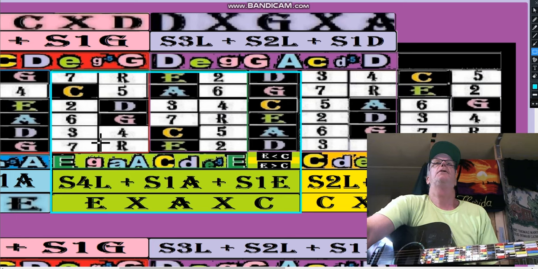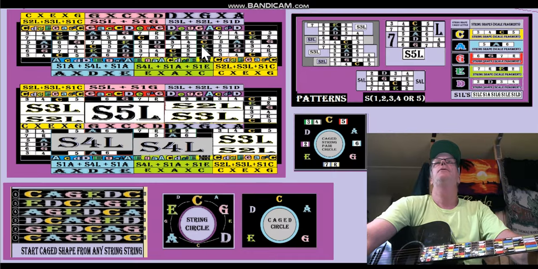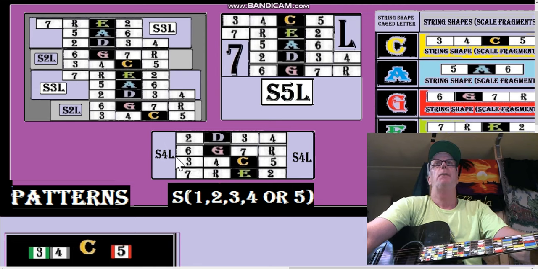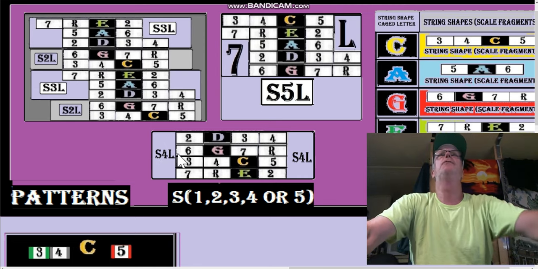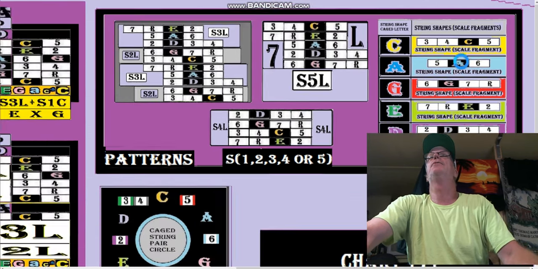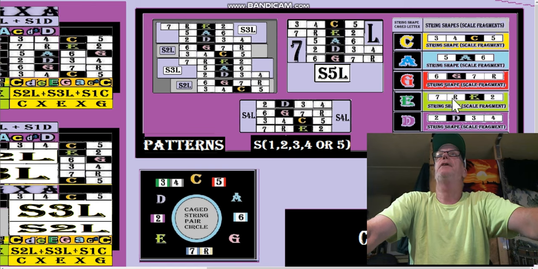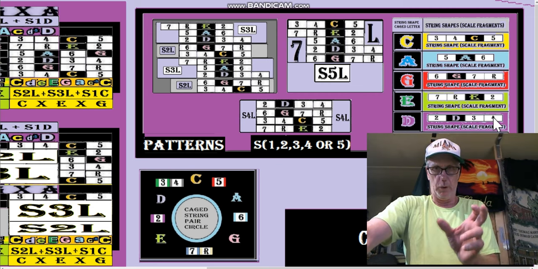So the S4L is going to be, let's just show this, where that S4L is. So we should have these guys right up here. Here's our S4L. By definition, let's talk about these shapes for a second. By definition, the stack of four long is going to start on the E string shape. And by the way, the simplest ones to look at real quick here is the S1Ls. The C shape is 3, 4, 5. The A shape 5, 6. The G shape 6, 7 root. The E shape 7 root 2. And the D shape 2, 3, 4. Just those little scale fragments on one string.